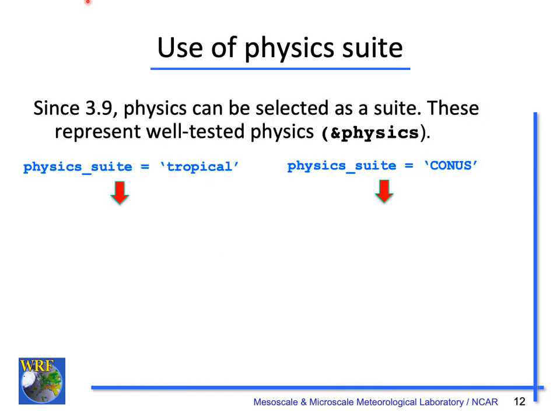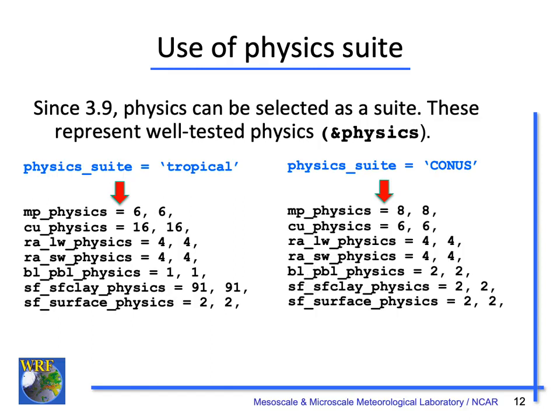The next 2 slides describe how physics options can be set in a namelist file as a suite rather than as individual members. The physics suites represent well-tested physics options, and the model currently has 2. These are the tropical and convective suites. The tropical suite is intended for tropical and subtropical applications, and the convective suite is for mid-latitude continental applications. The individual members of the physics options for the respective suite are listed on the slide.